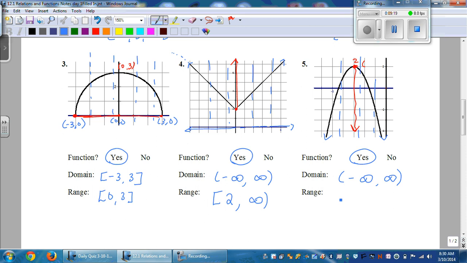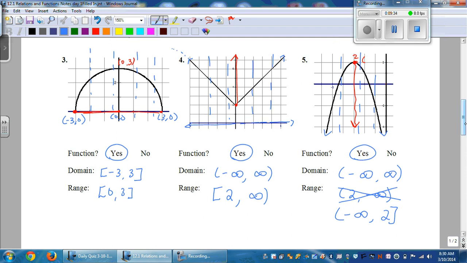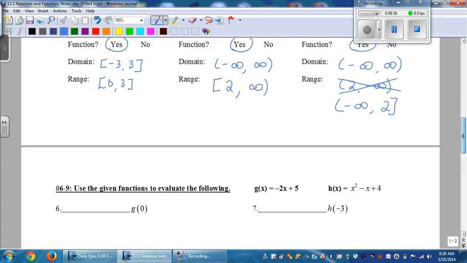You're not going to write it as 2 to -infinity. That's silly. It's supposed to be smaller to bigger. So what you need is -infinity to 2, and we need a bracket because it's included. So do not do that one. Make sure it's smaller to bigger.